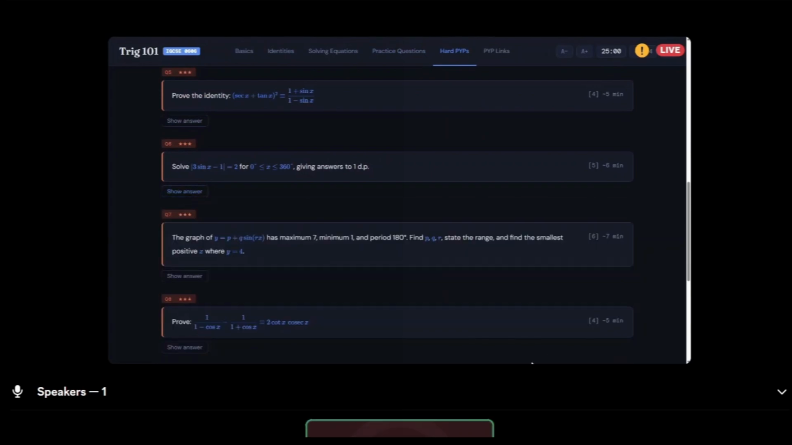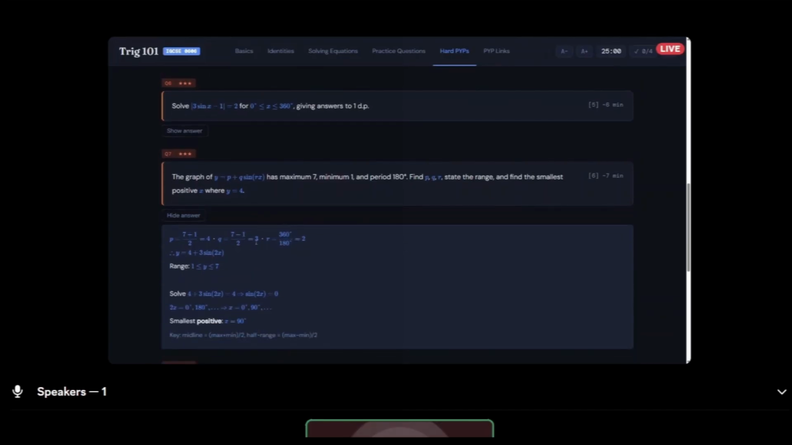So next one, actually I'm just going to go over the rest as much as I can once time's up. So y equals p plus q sine bracket rx. Maximum 7, minimum 1, period 180. You can find the amplitude of this. 7 minus 1 is 6, and the amplitude goes positive and negative, so it's two sides. So 7 minus 1 divided by 2, which is 3. So the amplitude is 3.